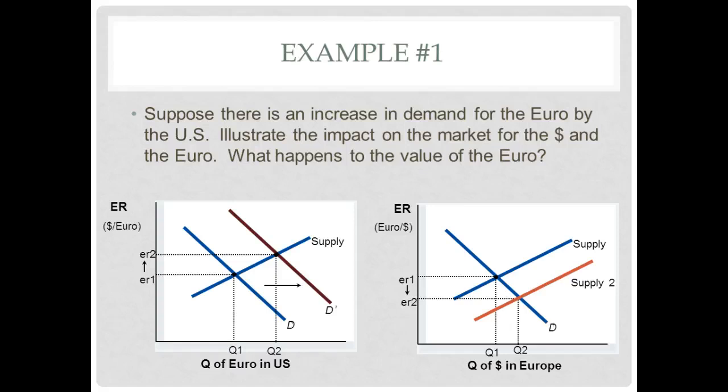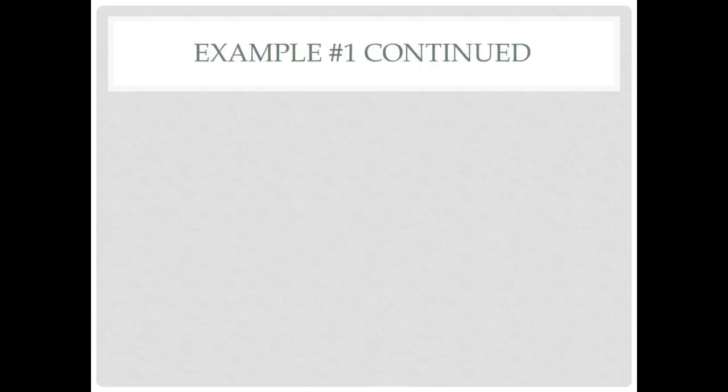Now, what does that mean overall? The last part of the question asks, what happens to the value of the euro? Well, we seem to be getting more dollars than we used to for 1 euro. So that means the euro has appreciated. And even though they didn't ask, we'll also note that the dollar therefore has depreciated. Okay. Hopefully you're starting to get the hang of this. Let's keep going with example 1.